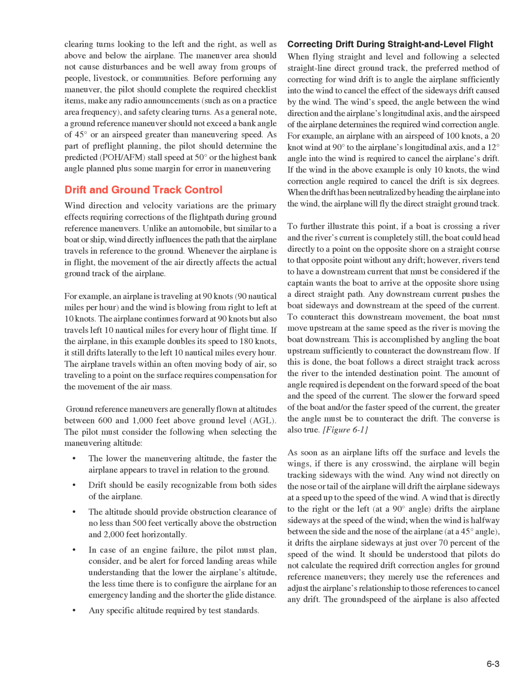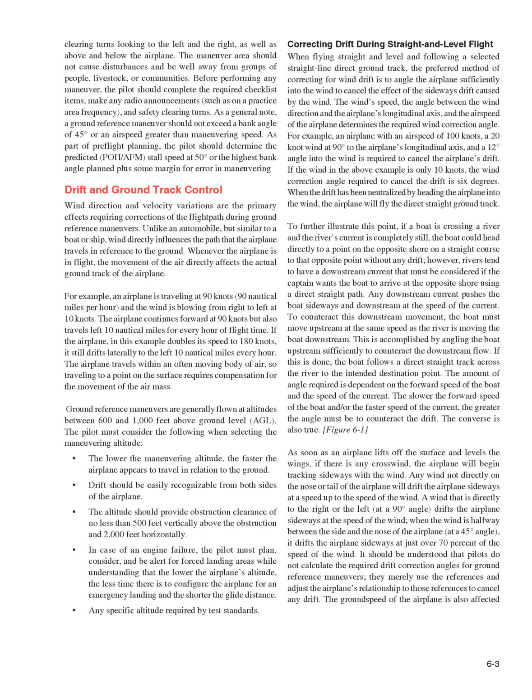Drift and ground track control. Wind direction and velocity variations are the primary effects requiring corrections of the flight path during ground reference maneuvers. Unlike an automobile, but similar to a boat or ship, wind directly influences the path that the airplane travels in reference to the ground. Whenever the airplane is in flight, the movement of the air directly affects the actual ground track of the airplane. For example, an airplane is traveling at 90 knots, 90 nautical miles per hour, and the wind is blowing from right to left at 10 knots.